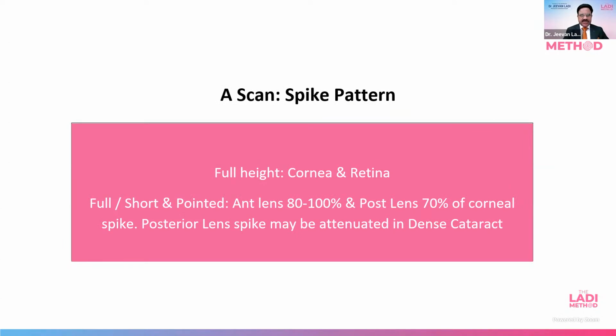A-scan spike patterns: cornea and retinal spikes are full height. The anterior and posterior lens spikes can be either full or short and pointed. Anterior lens 80 to 100% compared to the corneal spike is acceptable. While as the cataract becomes more dense, the posterior lens spike may be attenuated, and up to 70 to 60% is also acceptable.